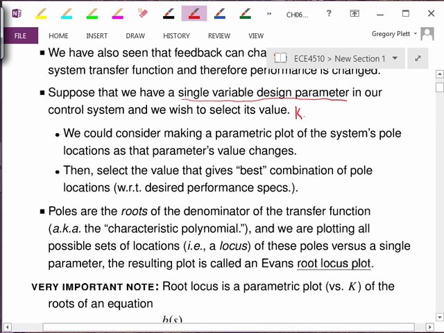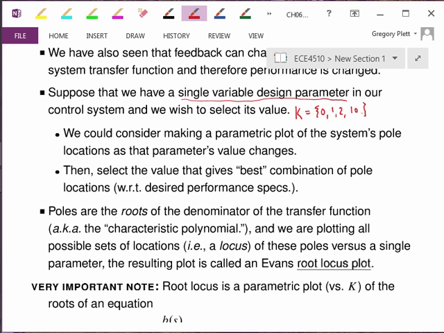Thinking about it, we could choose different representative values. Suppose k is the thing we want to select, and we could say, I'm going to try k equals 0 or 1 or 2 or 10. I could plug these into the closed loop transfer function and solve for the poles for each value of k. I could look at where those end up on the s-plane, and if I'm really lucky, I'll find a value of k that gives me acceptable closed-loop pole locations.